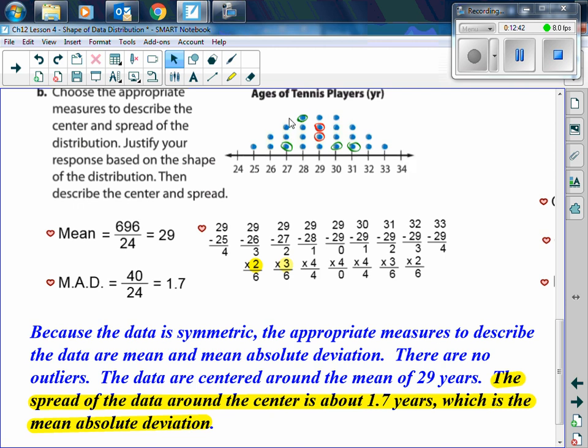So this area right here is where most of the data is. Oh, it's on freeze. Sorry. So here's where the mean is, in here, and then this is where most of the data is. See where my arrow is? That's where most of my data is centered.